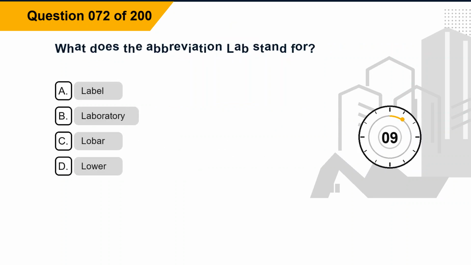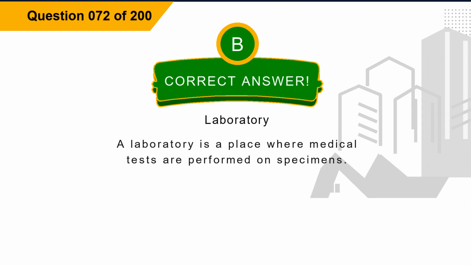Question 72. What does the abbreviation LAB stand for? Option A, label. Option B, laboratory. Option C, lober. Option D, lower. The correct answer is option B, laboratory. Explanation. A laboratory is a place where medical tests are performed on specimens.